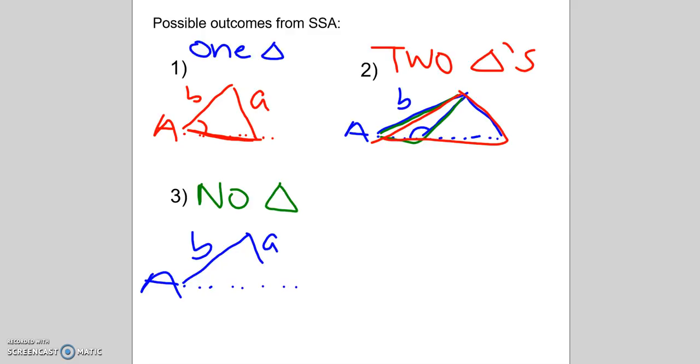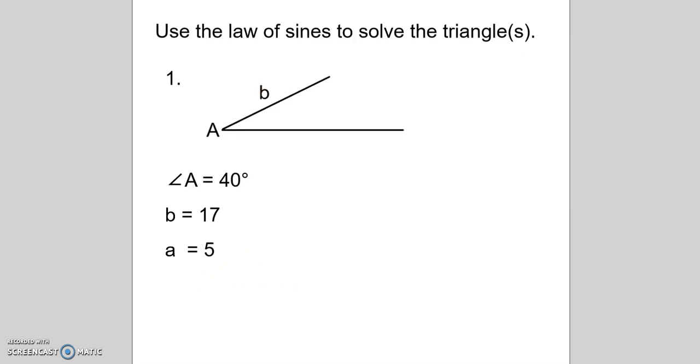So the best way to look at these is to just solve different problems and see how the cases work out. So for this one, we're given that this angle right here is 40 degrees, and then we know that B equals 17, and we would know that side A would be somewhere over here. We don't know if it's going to reach our third side or not. So we need to first solve for angle B because of what we're given. So we know we can do the law of sines.